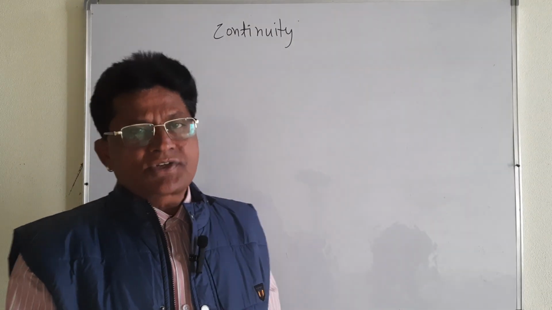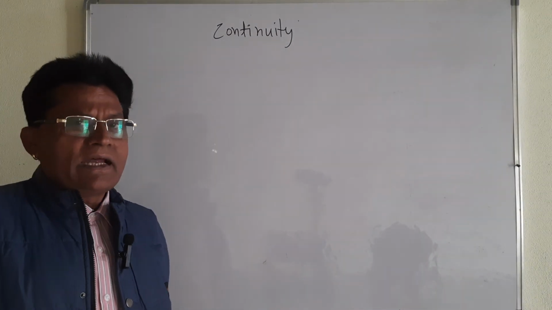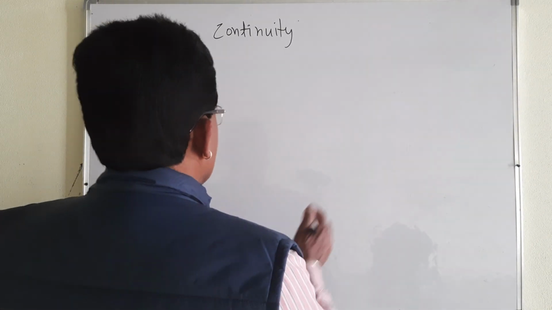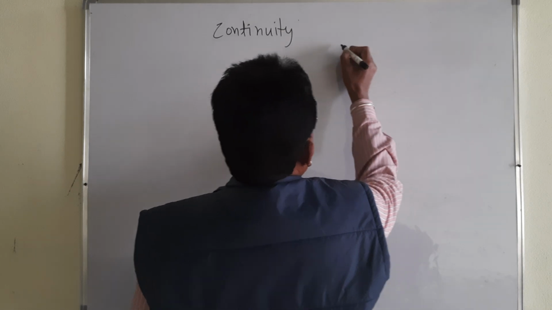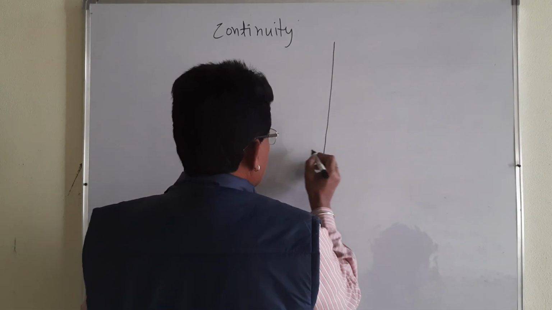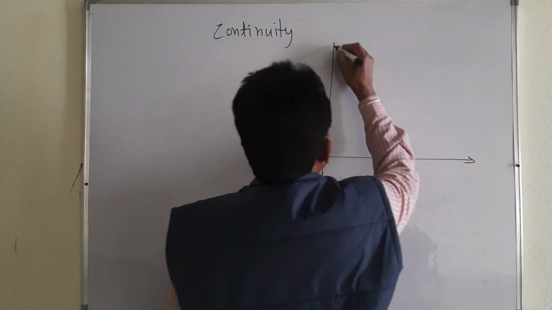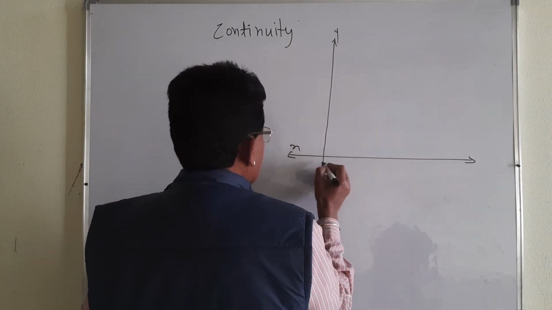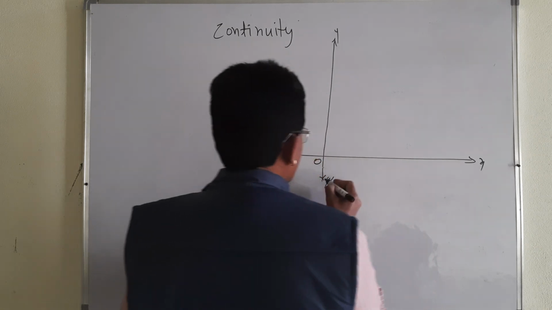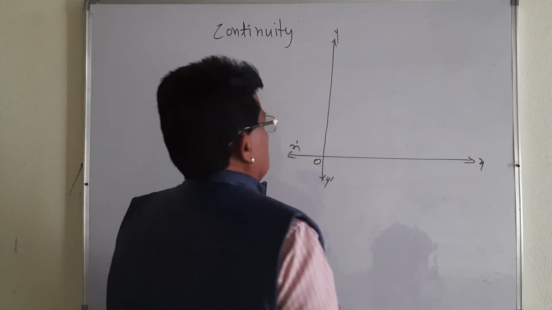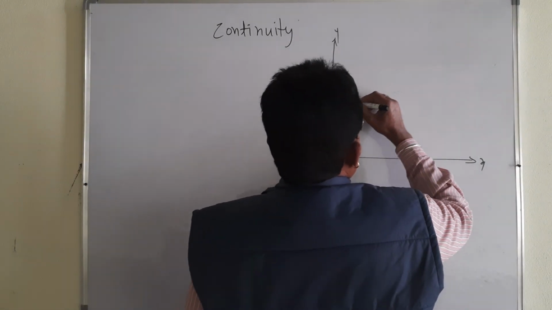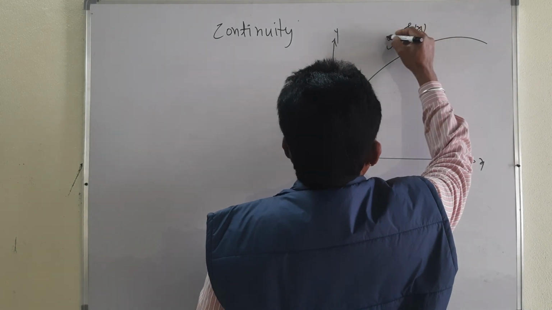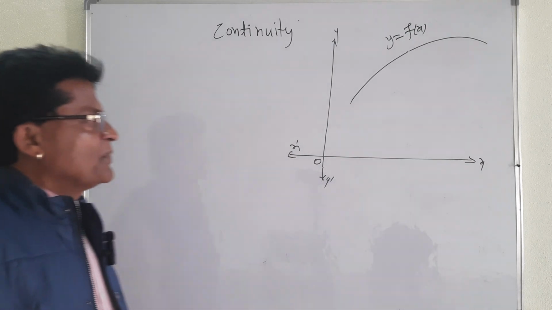Okay, let me start the continuity of the function at different types of points. Let me take the graph, so that you will easily understand by using the graph, that is the y-axis and the x-axis. My dear student, I am going to take the graph of the function y is equal to f(x). Try to understand, which is very important.